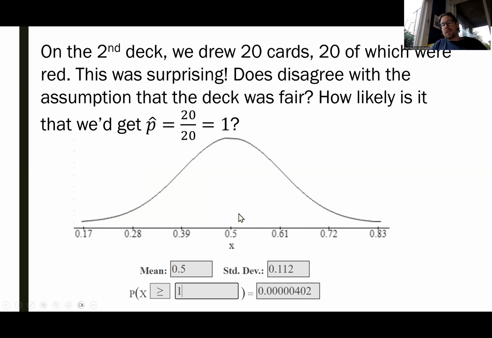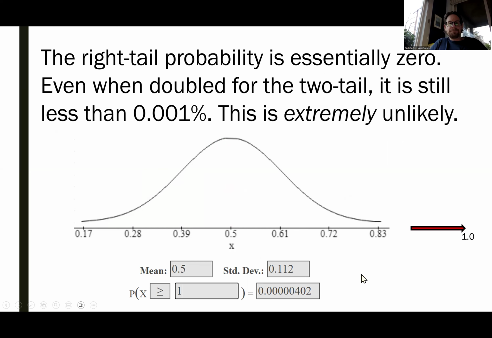So the first thing I want you to notice is on this distribution, we can only see up to 0.83 or 83%. So 100% is quite a bit further to the right. So hopefully at this point you've started to see that when the sample comes out beyond what you can see here, it's very, very unlikely. So down at the bottom you see this 0.000004. Really that's saying that this probability is essentially 0.